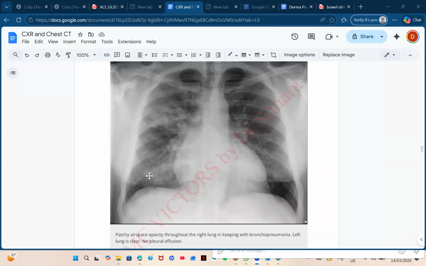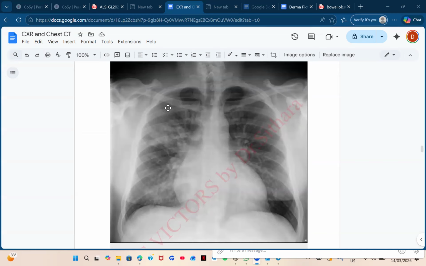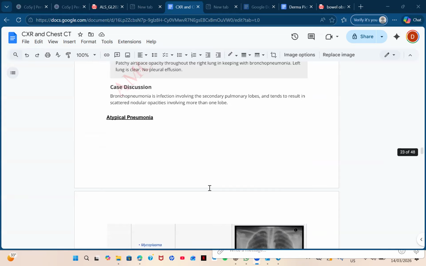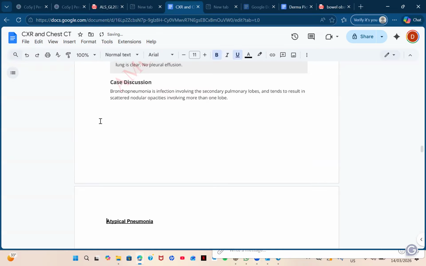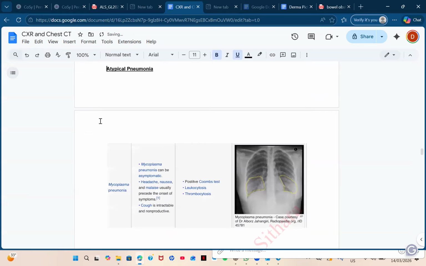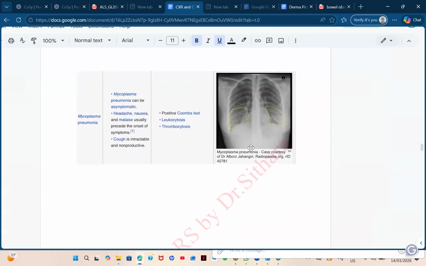This is bronchopneumonia, and here it is only on the right side. But in atypical cases, they are bilateral, right? So let's see atypical pneumonia. Here I have added only the Mycoplasma one because they usually ask about Mycoplasma pneumonia. See here, you can see bilateral patchy infiltrates.